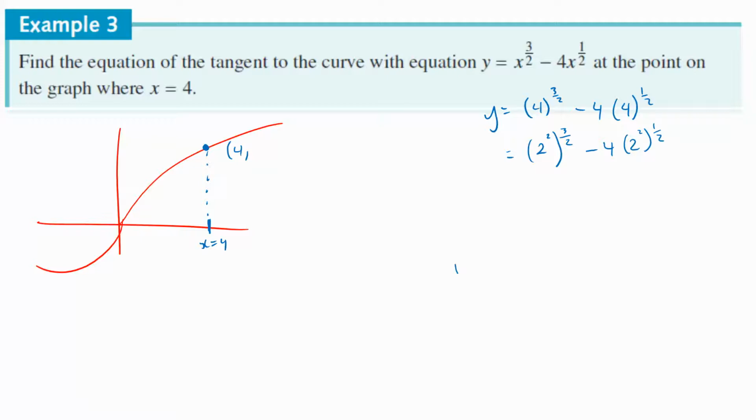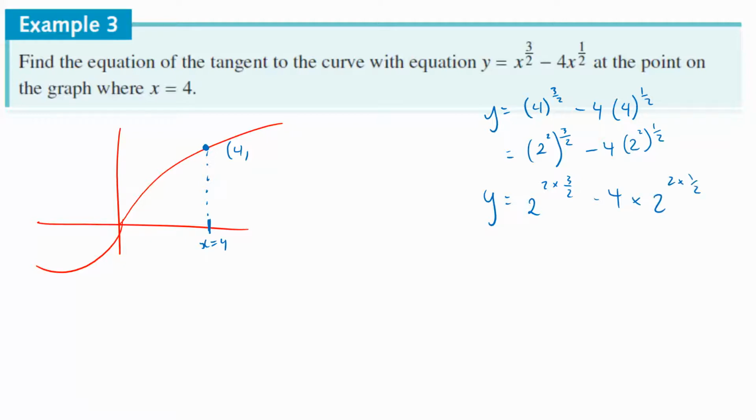Now we know from our index laws, what do you do to the powers when you have 2 squared all to the power 3 on 2? If I gave you a to the power of 2, to the power 3, what was the rule again? You multiply the powers together, so this becomes a to the power of 2 times 3, which is a to the power of 6. So the same thing here: y is equal to 2 to the power of 2 times 3 over 2, minus 4 times 2 to the power of 2 times a half.